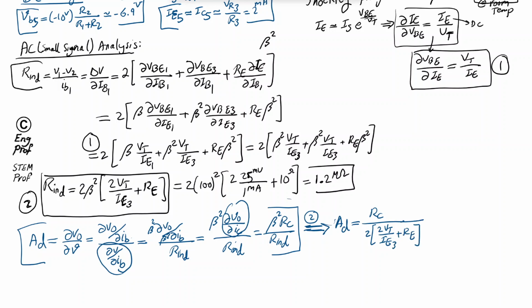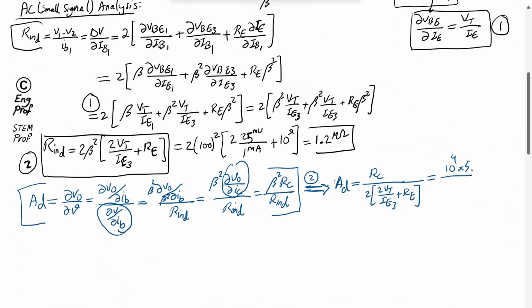If I substitute for these values, we can do that. So it's going to be 10 to the power 4, which is 100 squared, times RC, which is 5.3K, 10 to the 3, and then divide by R in, which is 1.2 meg. Effectively, this is calculated times beta squared. So 1.2, 10 to the power 6. If you try that, we end up with about 44.